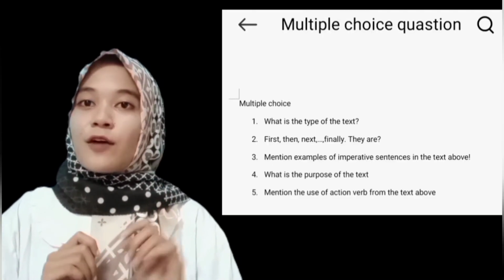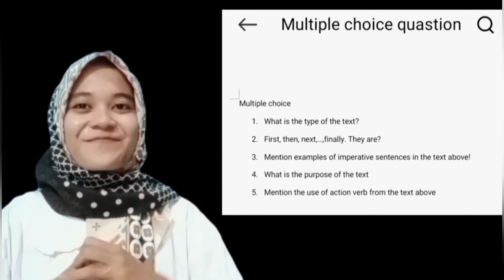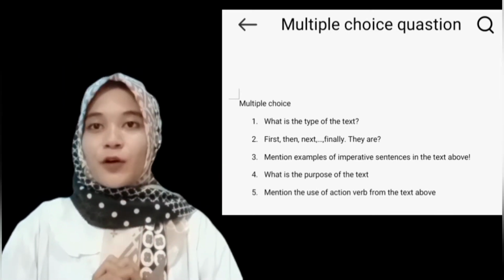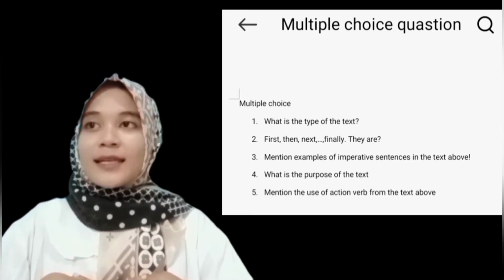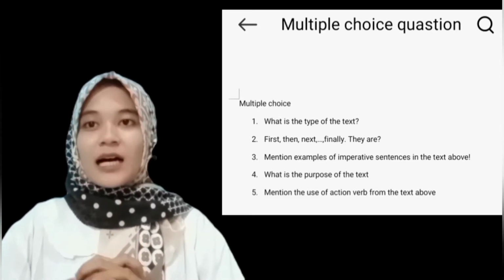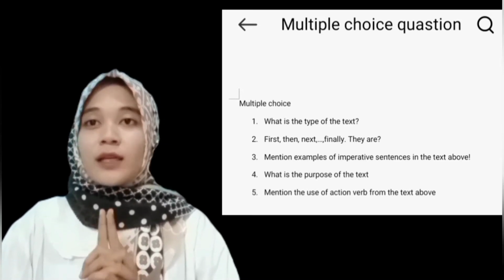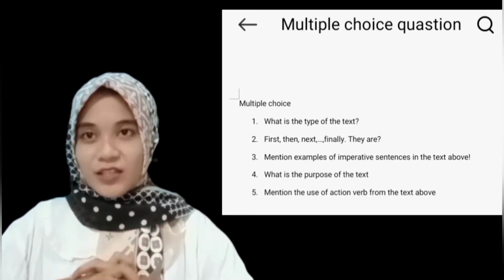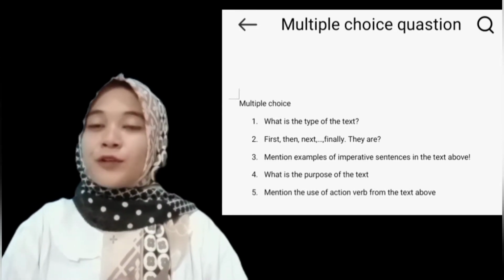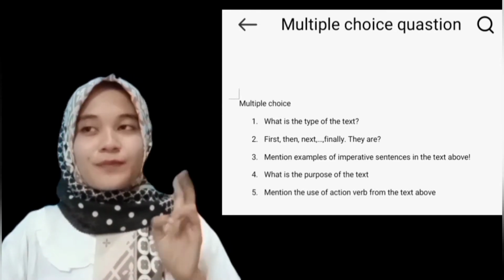In this section, I will invite you to answer some questions with me. So let's see. After we read some examples from procedure text before, we have 5 questions. Okay, we start from question number 1. What is the type of the text? After we know the characteristics of the text, we know the text is procedure text. And we move to question number 2.